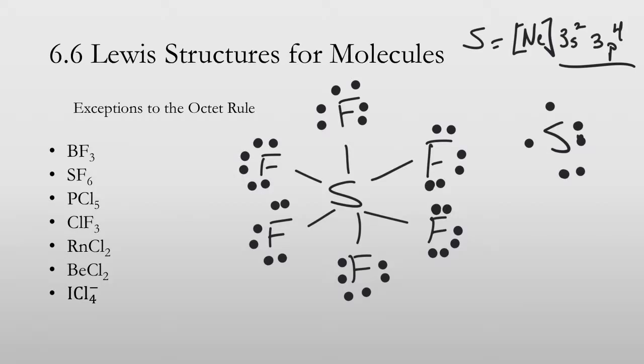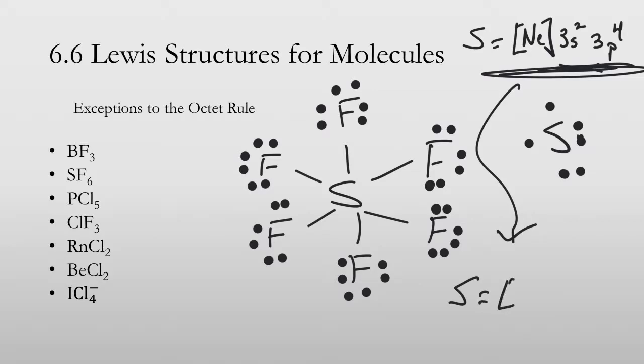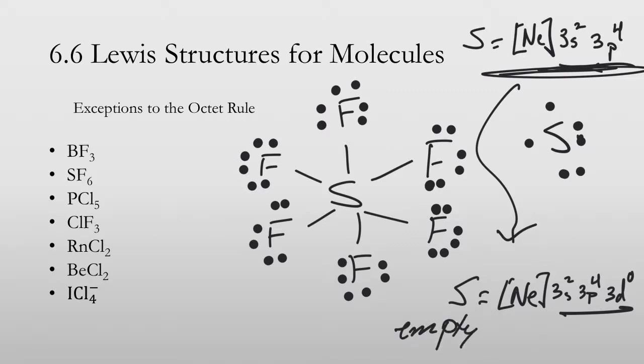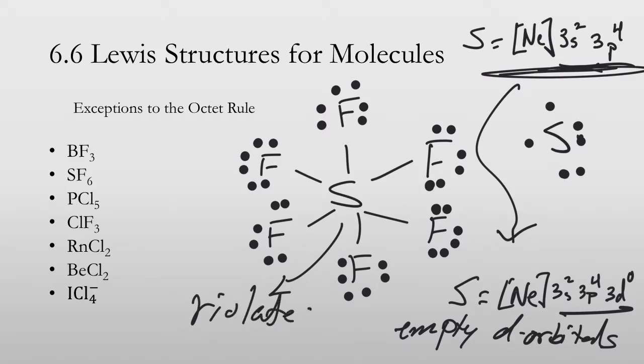Which we normally could do something like that. But what is actually missing from here, this electron configuration, is that it actually could be written like this: 3s2, 3p4, 3d0. There's your valence shell in its entirety. Sulfur has empty d orbitals. And so sulfur can violate the octet rule because it can put the 9th and 10th and 11th and 12th electrons into d orbitals that it has. And so it's going to violate that.